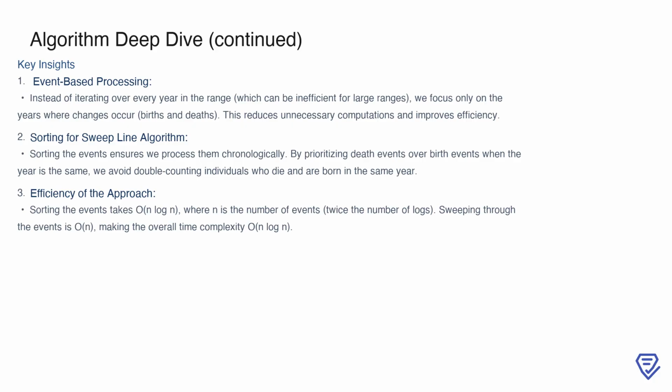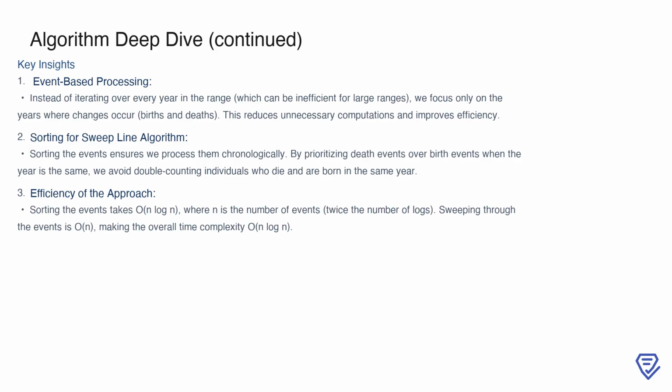This method is both efficient and intuitive because it focuses only on the years where changes occur. Instead of iterating over every possible year in the range, which can be computationally expensive for large datasets, we limit our attention to birth and death years. Sorting the events ensures chronological processing, and prioritizing death events in the case of ties prevents double counting.